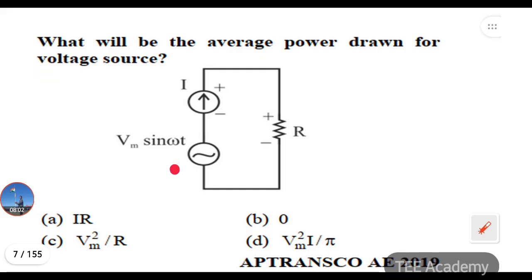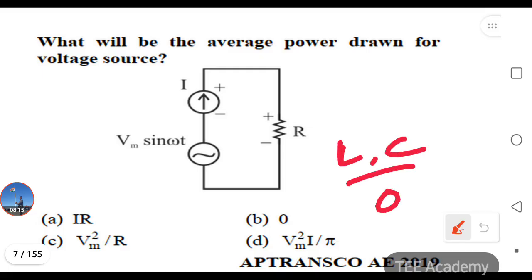Here we have a voltage source, and there is a current source and a resistor. The average power drawn for an inductor or a capacitor is going to be 0. But here they are specifying a resistor, so the average power drawn by a resistor is not equal to 0. Okay, that means you can eliminate option B.